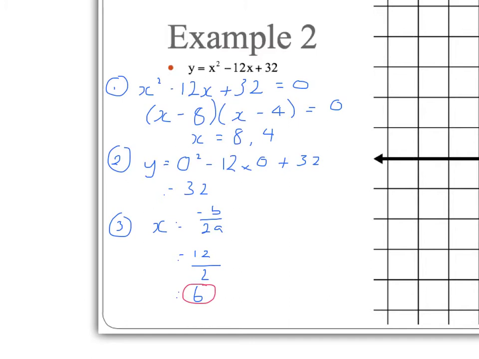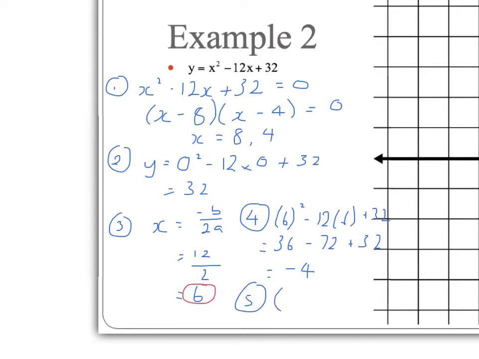Now to find the y point in our turning point, we need to substitute the value of 6 into our equation, and that will tell us the value of y. So that means we have to do 6 squared minus 12 times 6 plus 32 to give us our answer. Now that is 36 minus 72 plus 32, and that equals minus 4. Okay, now this should be all the information we need. We've got our y turning point and our x turning point, so all together in step number 5, our turning point is 6, minus 4.